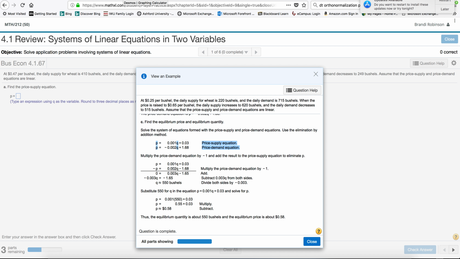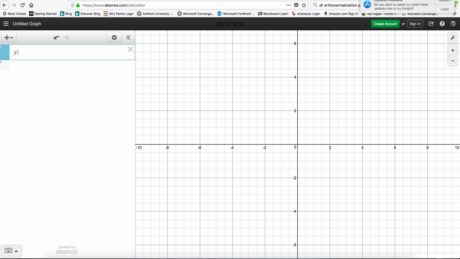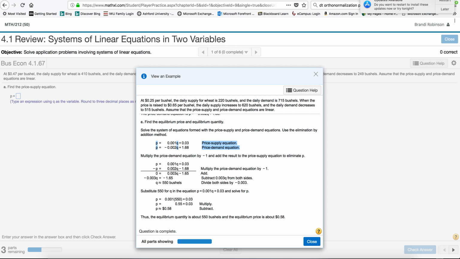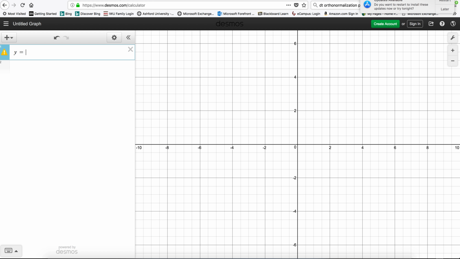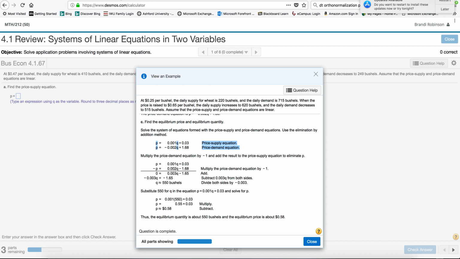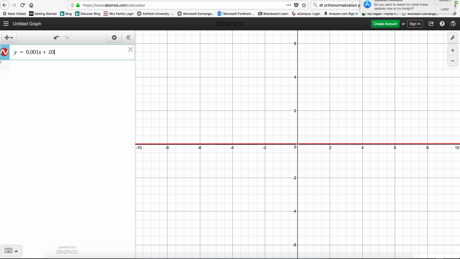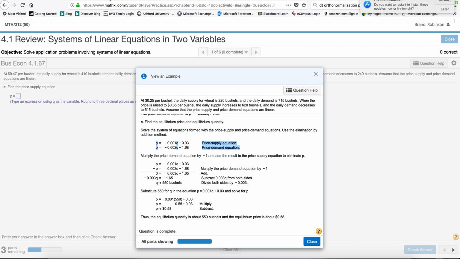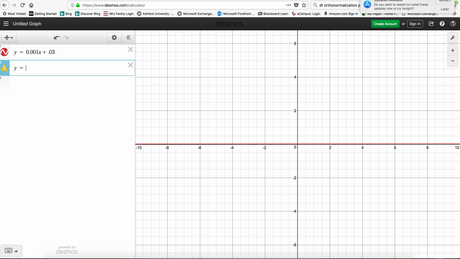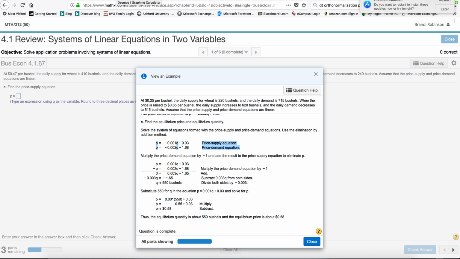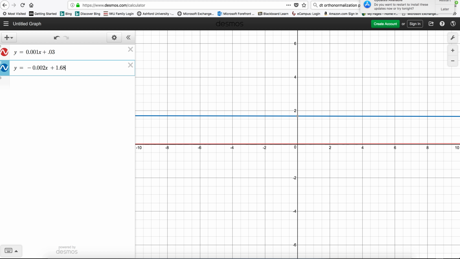So I'm going to go over to the Desmos tab and I'm going to type in y equals, because we're going to substitute y there, 0.0001 x plus 0.03, and that'll be our first equation, and then y equals negative 0.002 x plus 1.68.